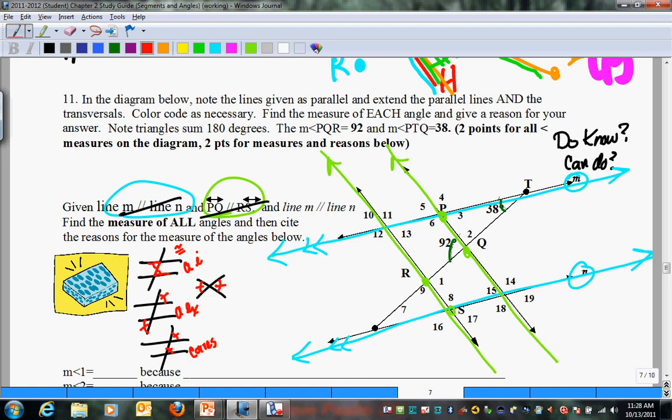Another thing you should watch out for, okay, that's all equal. Now, these guys are supplementary. Linear pairs add up to 180, and then triangles add up to 180. So those are facts you have to hold in your head. Linear pairs add up to 180, and triangles add up to 180.